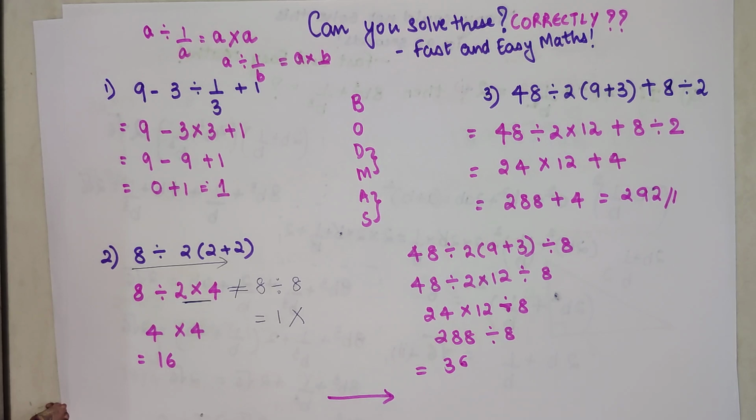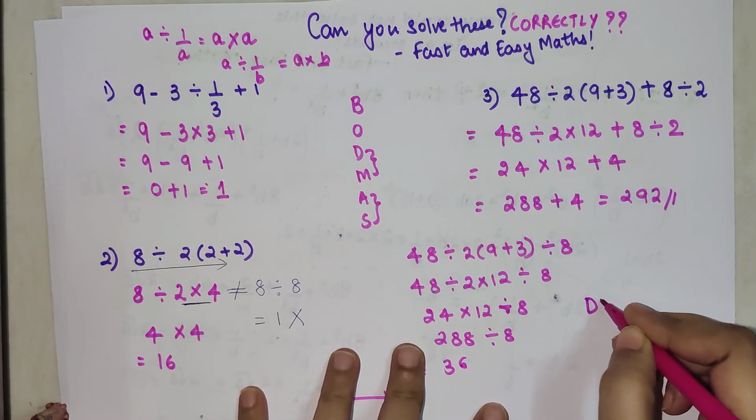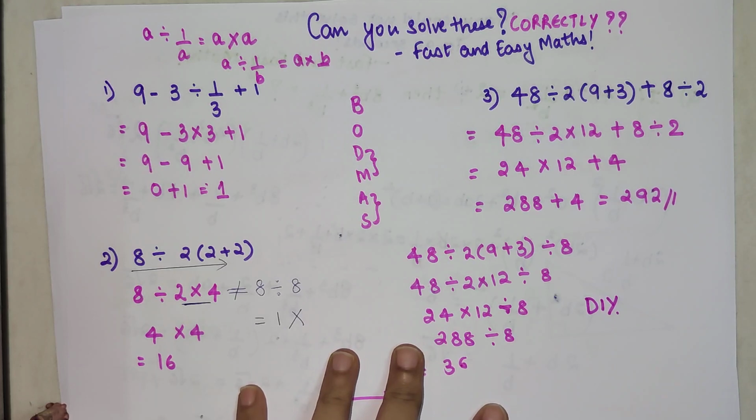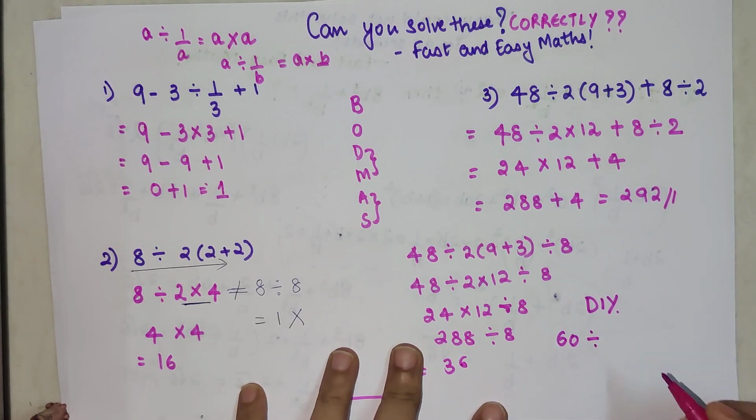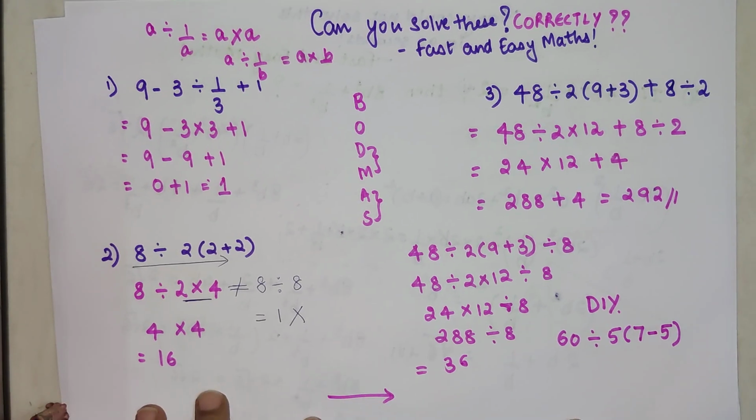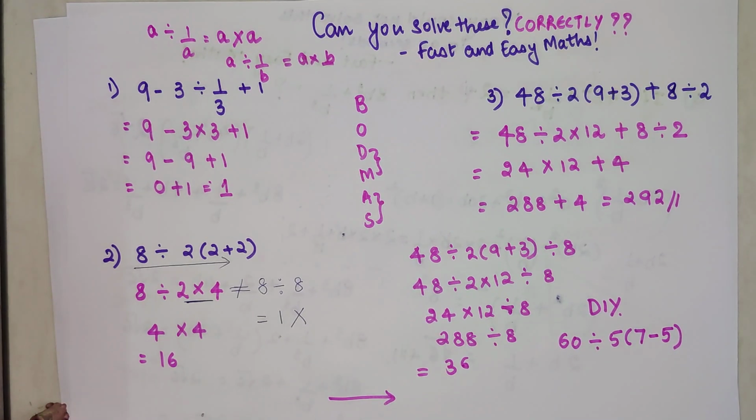Okay, so now time for your do it yourself. The question is, you have to tell me what should happen when you divide 60 by 5, which is getting multiplied by 7 minus 5. Do let me know your answers in the comment section.